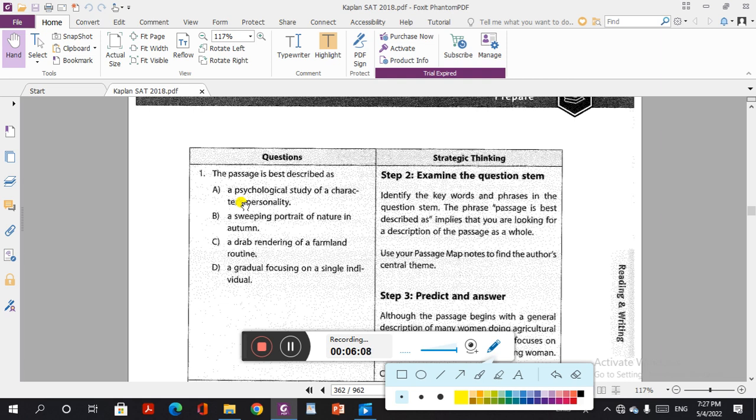You have to ask yourself, did I understand anything? Did I understand the tone of the passage? Did I understand how many characters we have in the passage? Did I understand the author's purpose? Did I understand the central idea? Did I understand the thesis statement? You have to understand all of this.